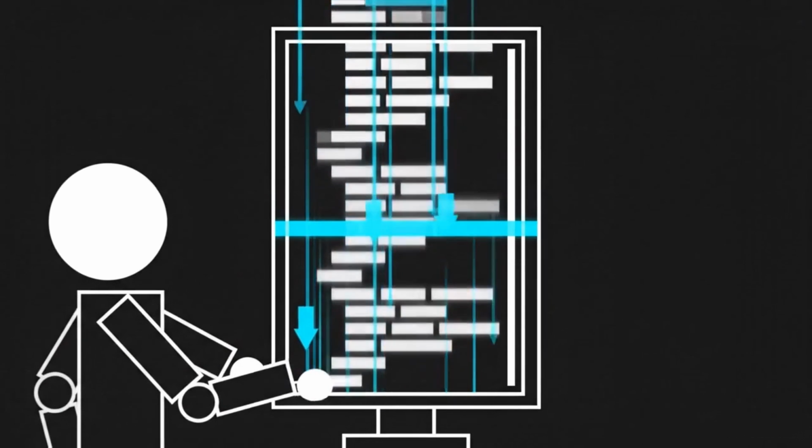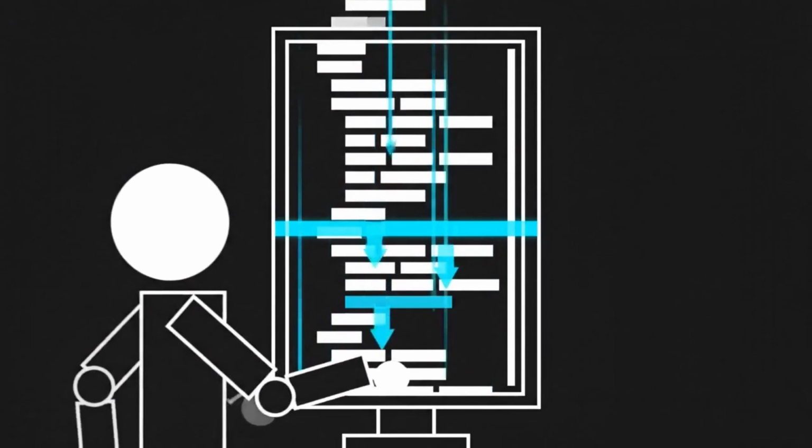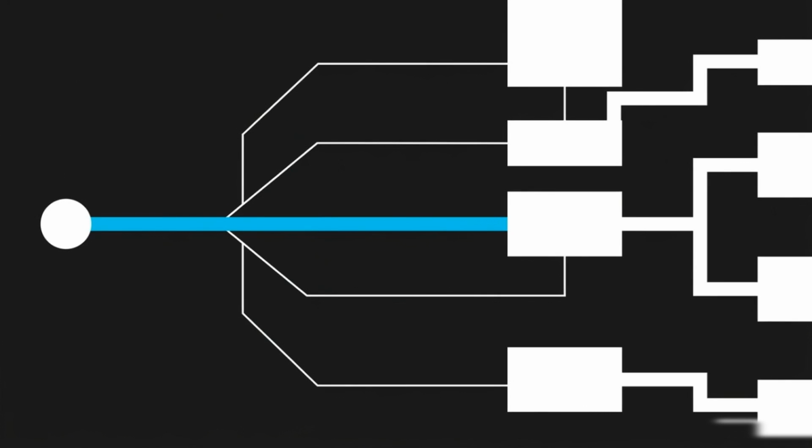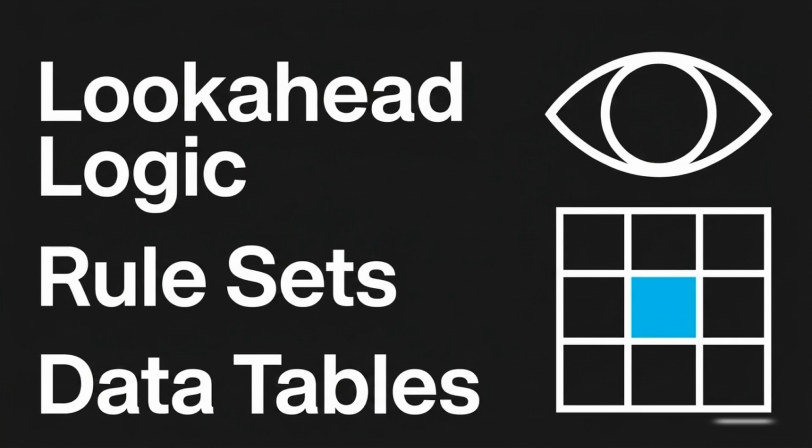They needed parsers that could intelligently look ahead at the input and choose the correct path instantly. An evolution that requires predictive parsing, first and follow sets, and the logic of LL1 tables.